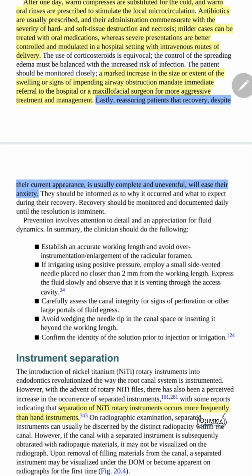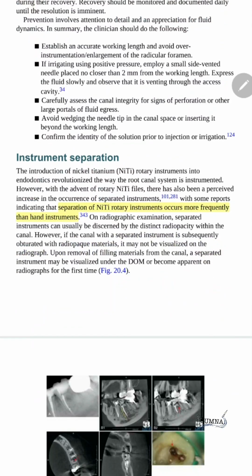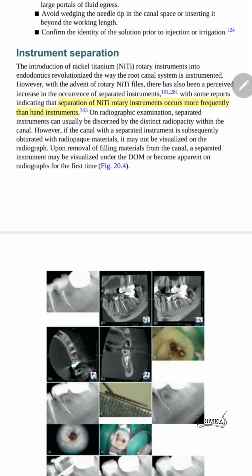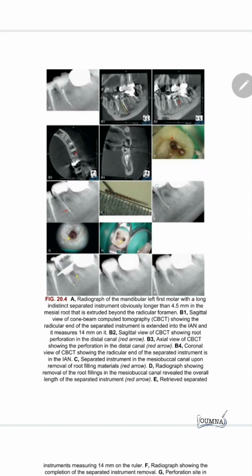Actually, after this accident, the patient becomes highly anxious, and they refuse to continue the procedure and the treatment. The second iatrogenic event is an instrument separation. Nickel titanium rotary instruments tend to separate more often than hand instruments.